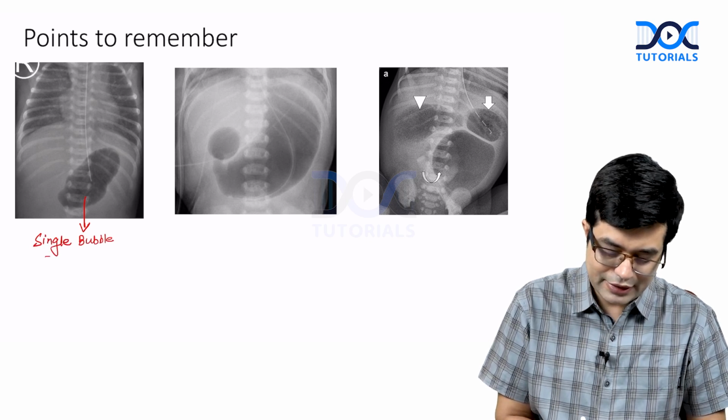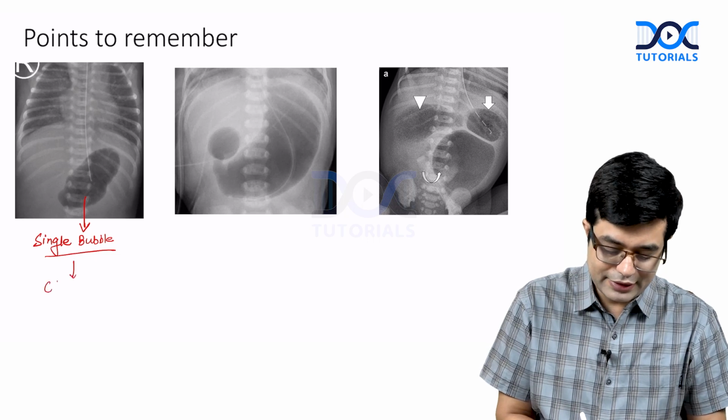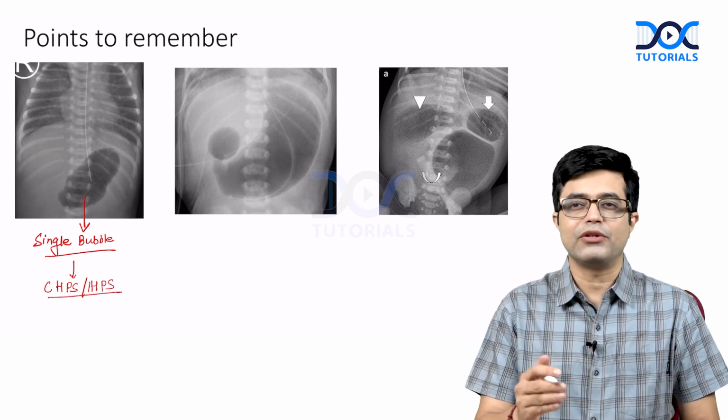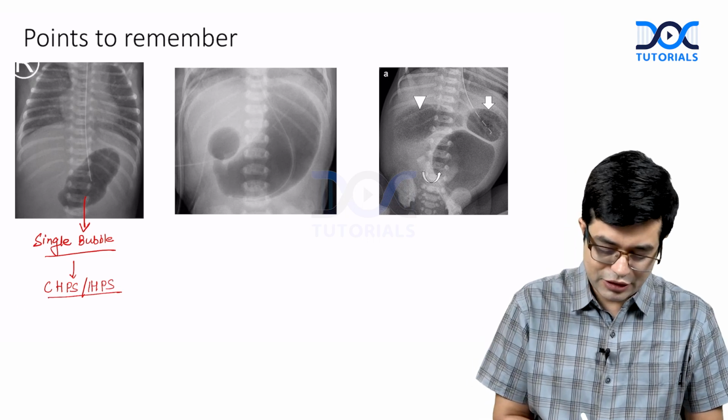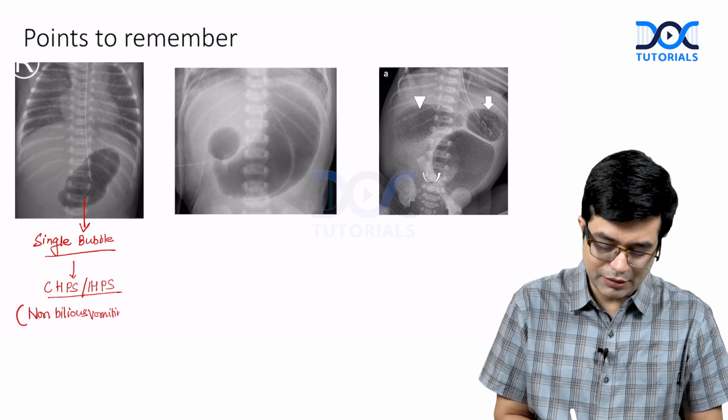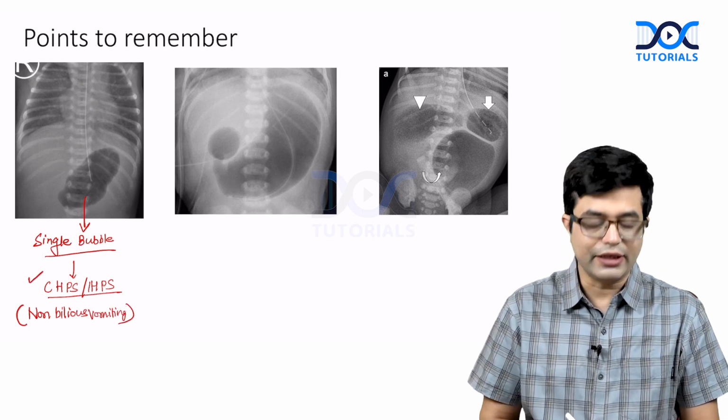Single bubble appearance is typically seen in patients with CHPS, also called IHPS. CHPS is congenital hypertrophic pyloric stenosis, also called idiopathic hypertrophic pyloric stenosis. These patients will always have non-bilious vomiting. So the MCQ will say non-bilious vomiting and a single bubble appearance will be shown. So that will be the likely answer.